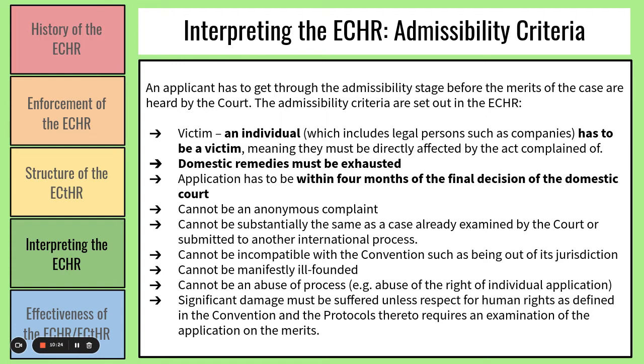You have to be a victim of the interference. You have to be directly affected by the act complained of. All domestic remedies must be exhausted. So now, because in the UK we have got the Human Rights Act, you'd have to go all the way up to the Supreme Court in order to exhaust all domestic remedies. Your application has to be within 4 months of the final decision of the domestic court. So once you have gone all the way up to the Supreme Court, your application to the European Court of Human Rights has to be done within 4 months of that decision.